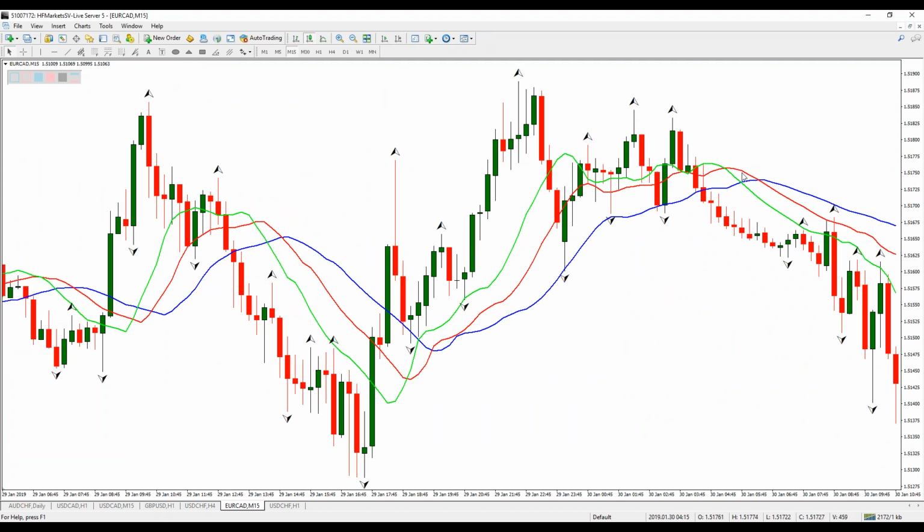Okay, let me see here. This fractal is crossing. Okay, 1, 2, 3. 1, 2, 3. So the signal comes out here. Is this signal valid? Yes. Why? It breaks the previous fractal high here.